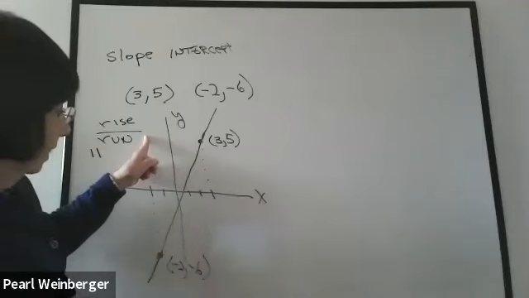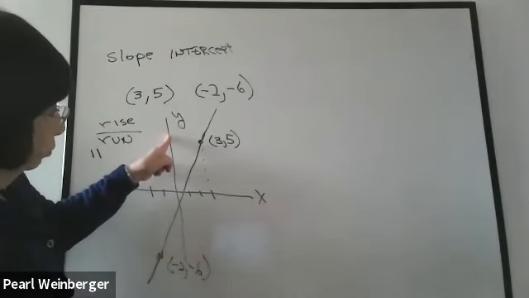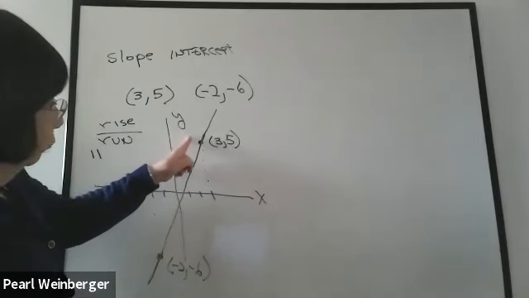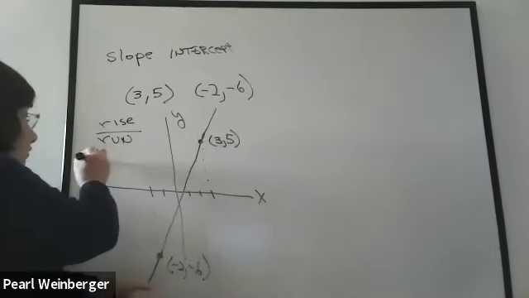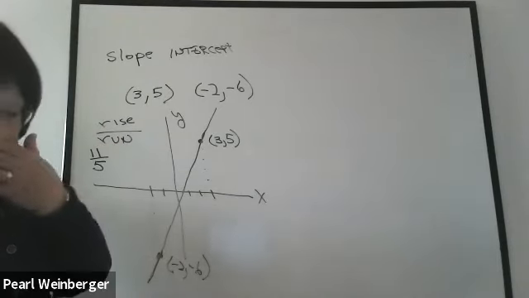And now I have to see how many points I have to go to the right. 1, 2, 3, 4, 5. I'm going 5. My slope should be 11 over 5.